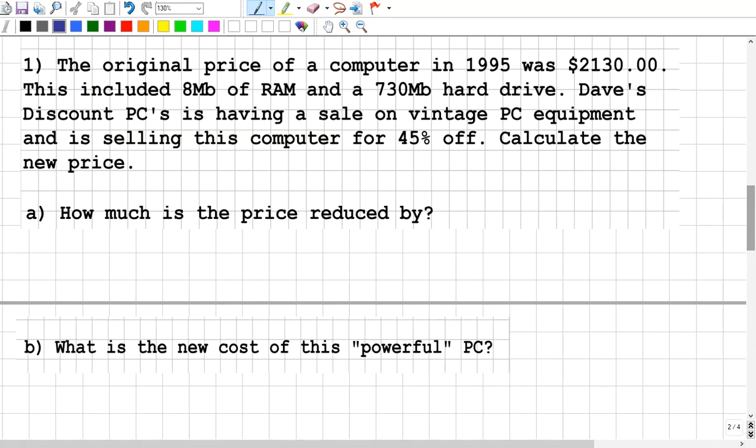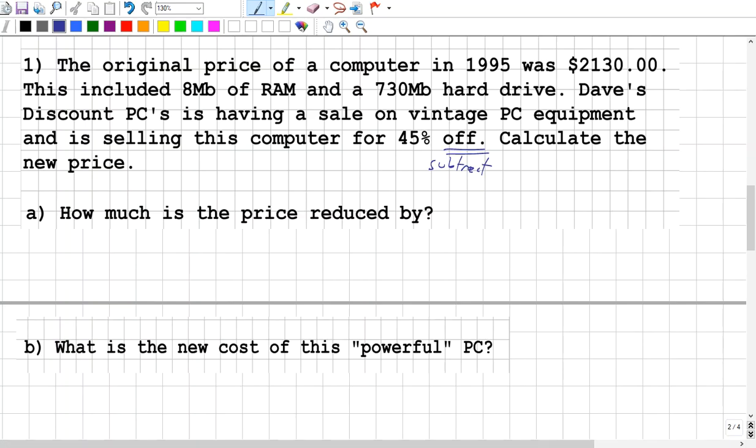Dave's Discount PCs is having a sale on vintage PC equipment, which is basically what this is. And he's selling this computer for 45% off. That will tell you a key piece of information: we're going to have to subtract. So when we take the 45%, "off" means subtract. Okay, so there are just some math words that we have to keep in mind. And then calculate the new price.